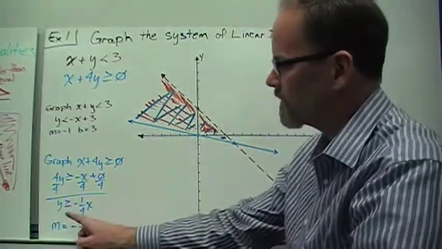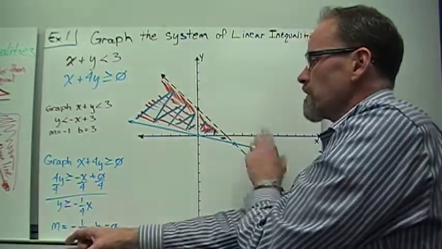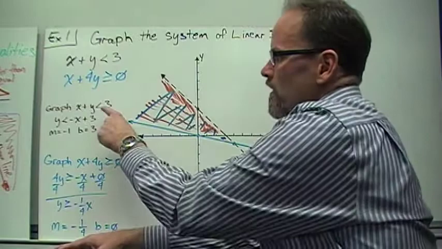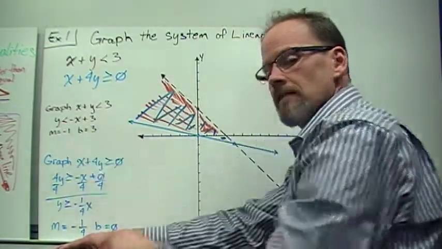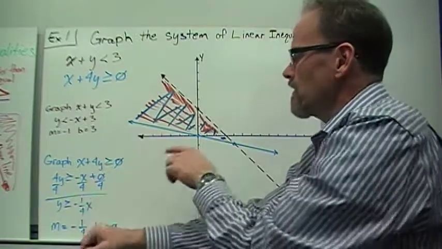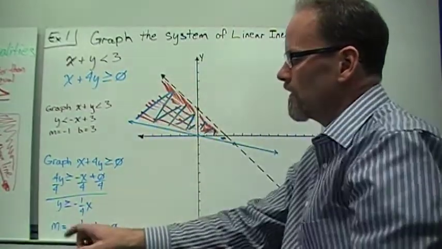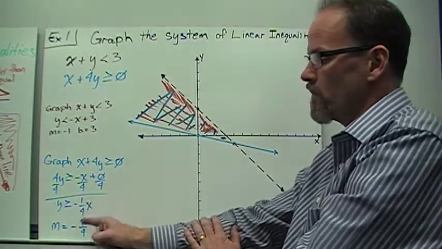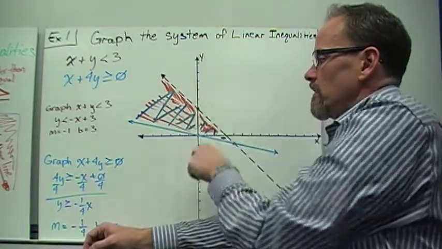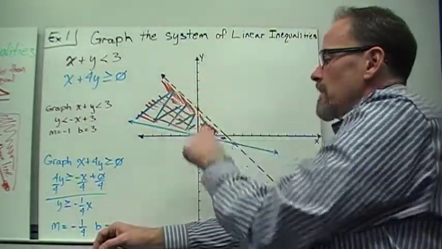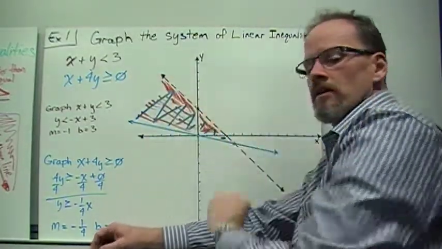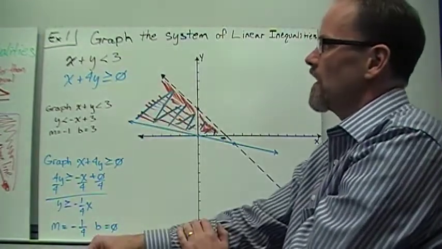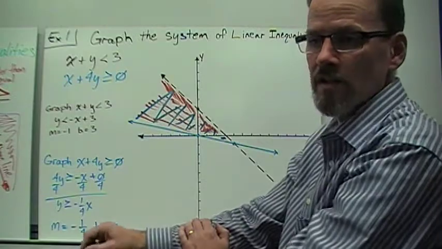So I have a solid line here, a dotted line here, and then I have to choose which way I'm going to shade. If you remember, this is less than. Less than means we're shading below the line. So this gets shaded in this area here. Y being greater than -1/4 x means I shade everything above the line. And that's why I have this nice little triangle of shade going on there. That would be graphing this particular system of inequalities.